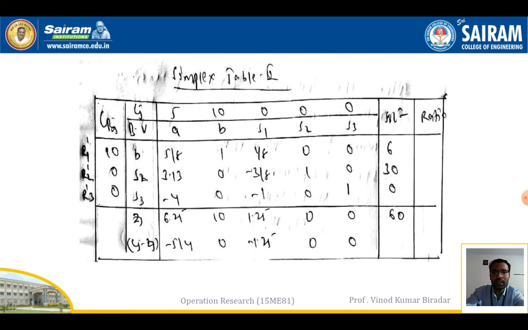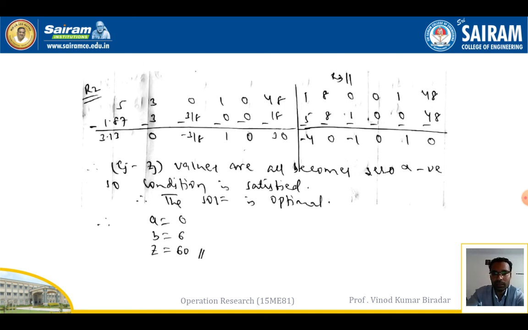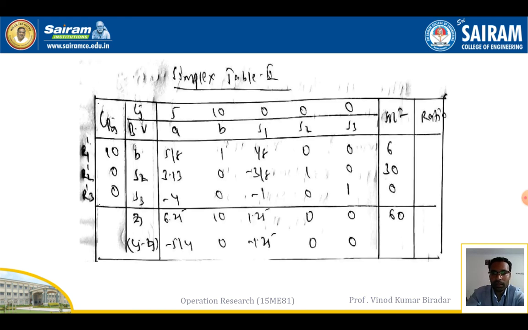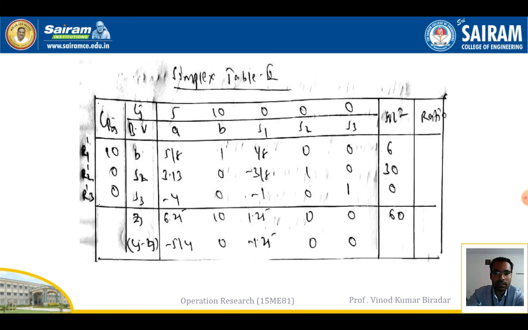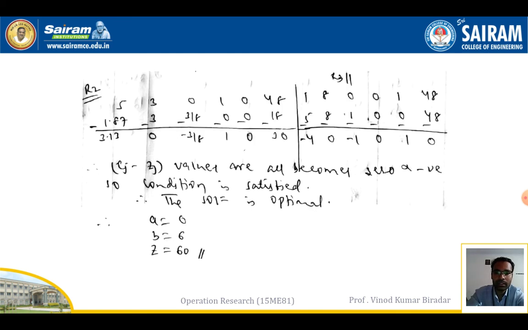Now, how to write the answer: b is equal to 6, I wrote here b is equal to 6. Here a is not there, so a is equal to 0, and Z is equal to 60. Write 60. This is about the answer.